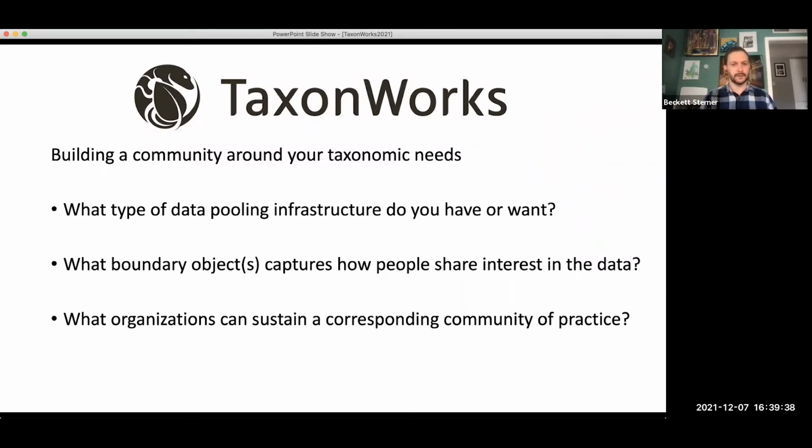And if you have a boundary object in mind or a type of data infrastructure in mind, what are the organizations that exist or that need to be made that can really sustain that? Because people leave, they get distracted by shiny objects, they get new jobs. There has to be something that can take a data project forward beyond the 3 to 5 year timescale. So thinking about professional organizations or government agencies or other sorts of groups, the Species File Group is potentially a cool example there, can be really valuable.